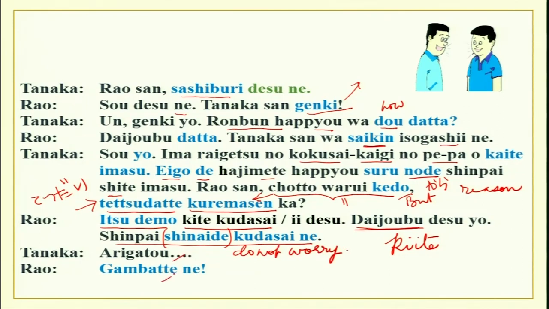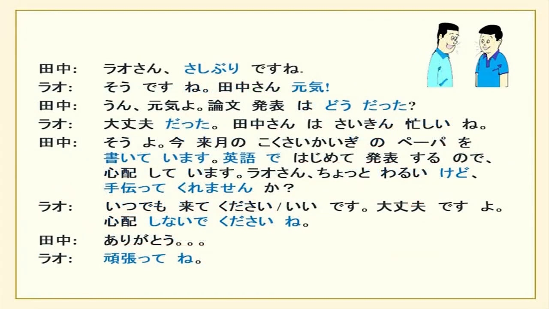Arigato. And then, gambatte. Arigato is for what? For allowing me to come anytime I want. Gambatte ne. So, I'm just going to do it very, very quickly with you.